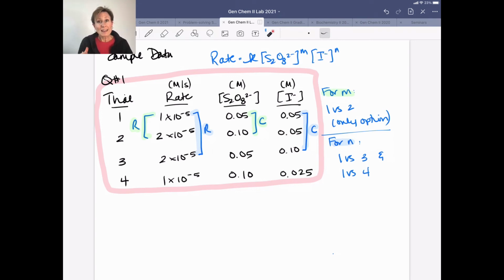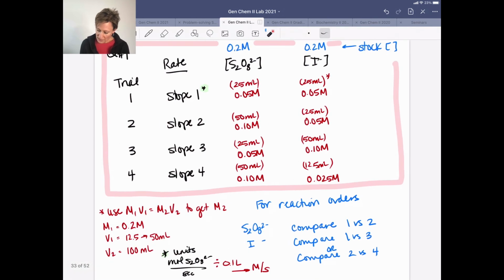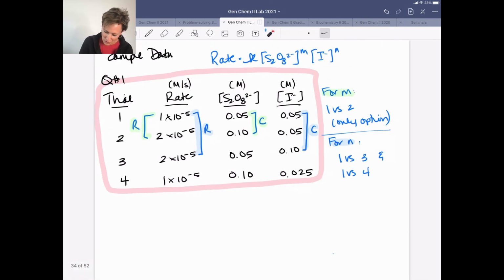So what I like to think about is what's the fold factor difference in the concentration of S2O8, and then what is the fold factor difference in the rate. The same thing is going to be true when we're looking for N, the order with respect to I minus. In that case, I can use reactions 1 and 3, or 1 and 4. I think I might have a typo there again too. It's going to be 2 and 4. So 2 and 4 is what I could compare there.